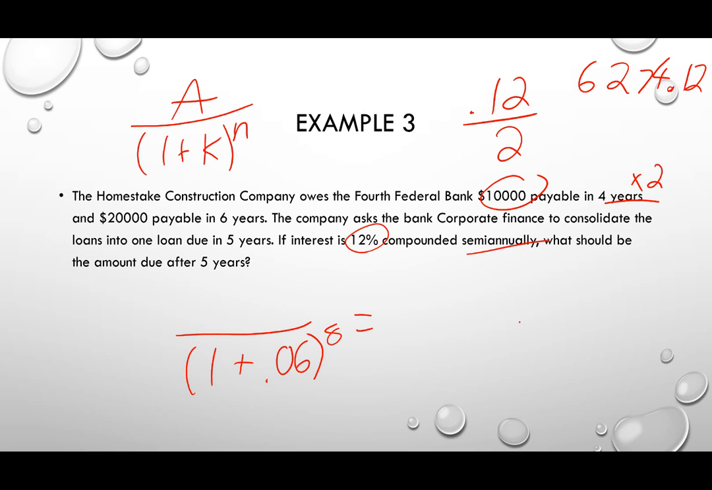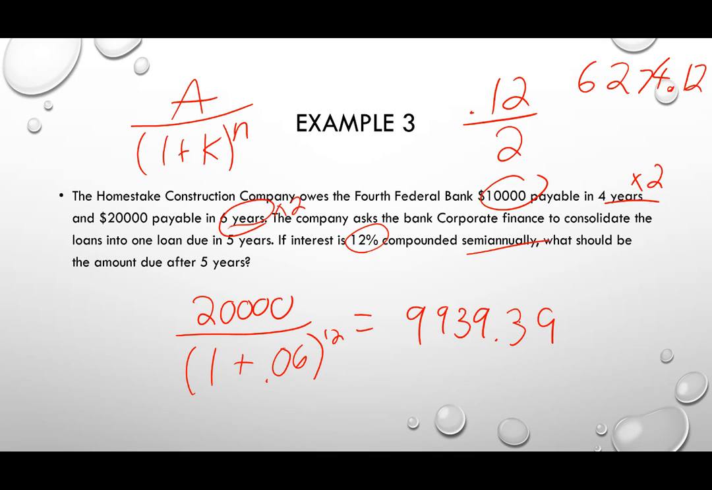But now we're going to do the same thing to find the present value of the other loan. So the other loan was $20,000. That's going to be due. Same interest rate, 12% compounded semi-annually, so it's still going to be 0.06. But this one, if it's for 6 years, twice a year, that's going to be 12 times compounded. Now this comes out to be $9,939.39. Is that right? Yeah, okay.